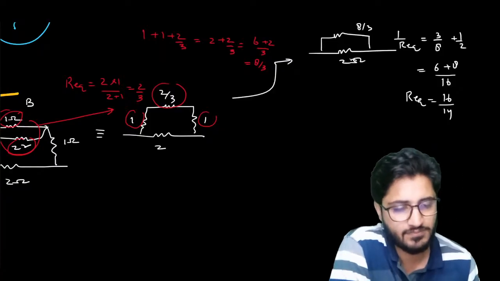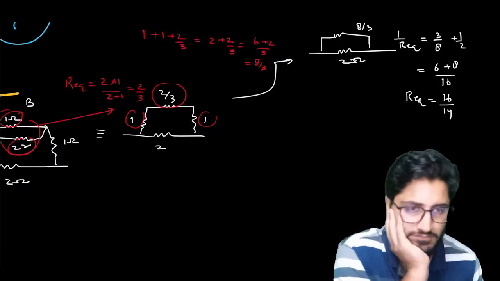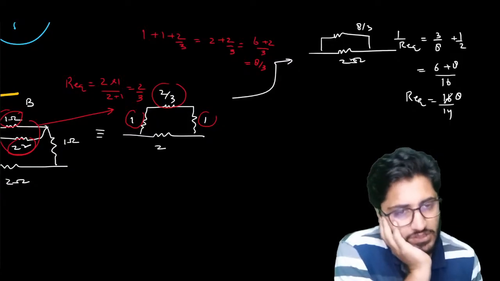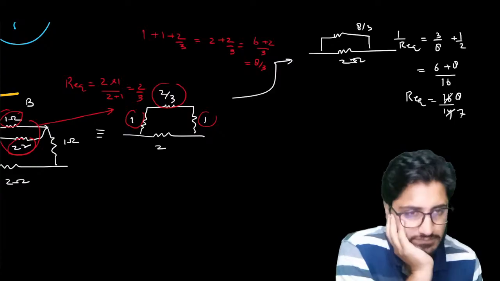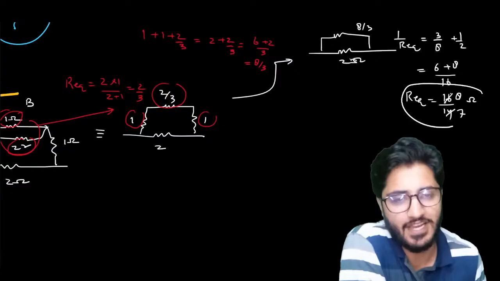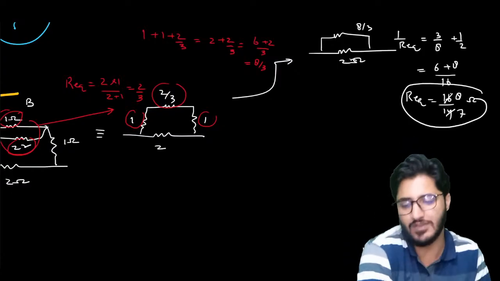Done? So 2 at the 16 to the 14 is 8 by 7. My answer is 8 by 7. Not 7 by 8, no, 8 by 7.